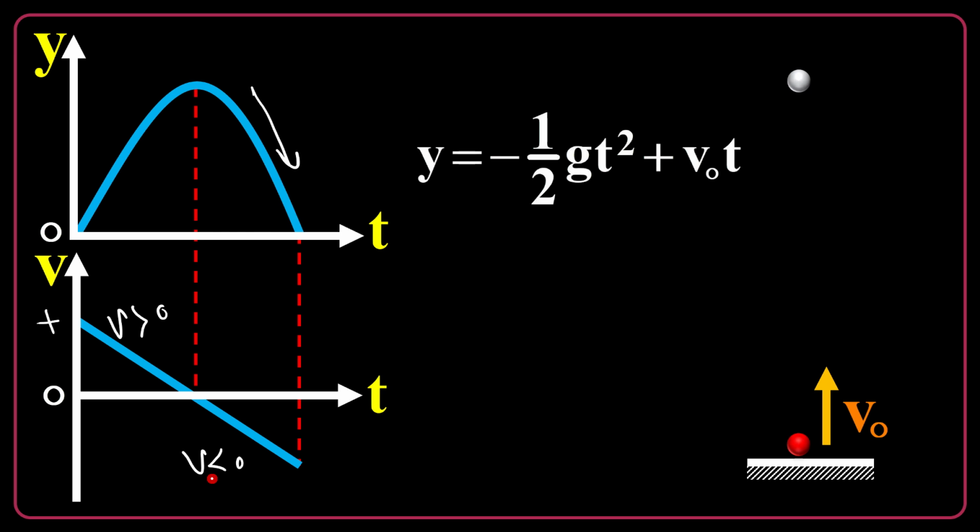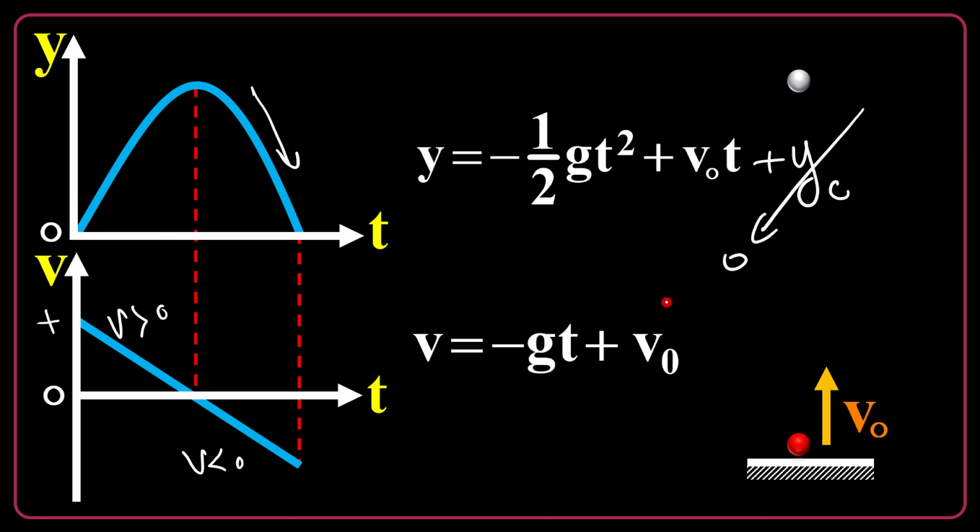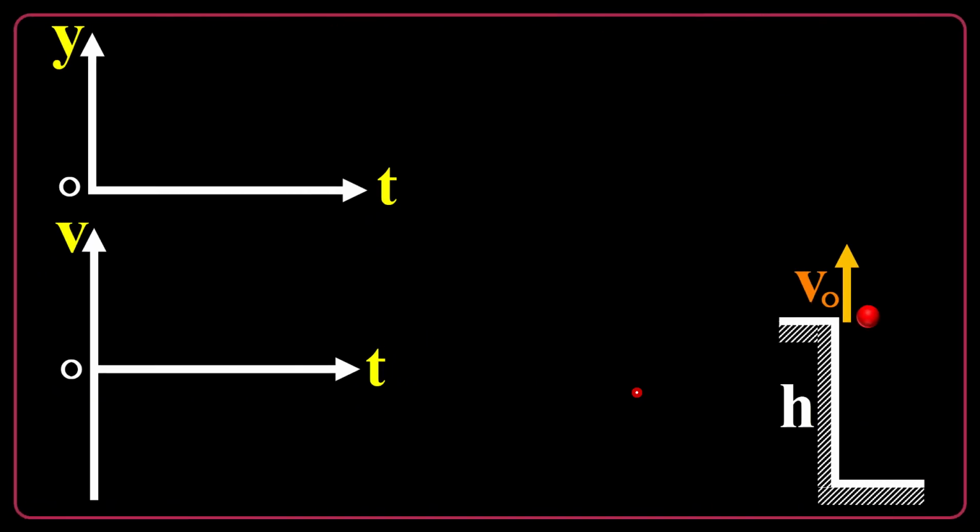y(t) must be negative a half of g t squared plus v naught t. There is no y naught because the object starts from the ground. There is no initial height. And finally, the velocity will be negative g t plus v naught. V naught is positive.